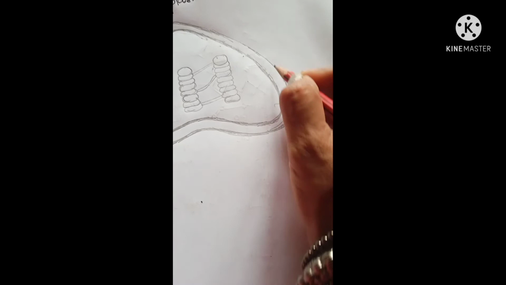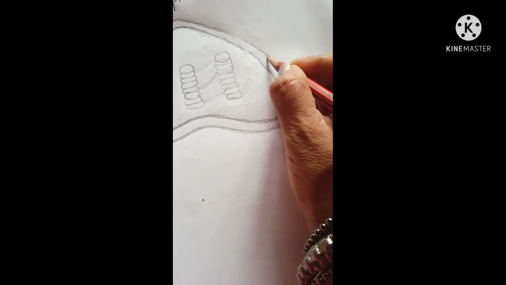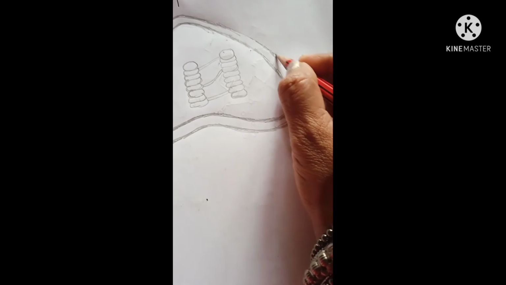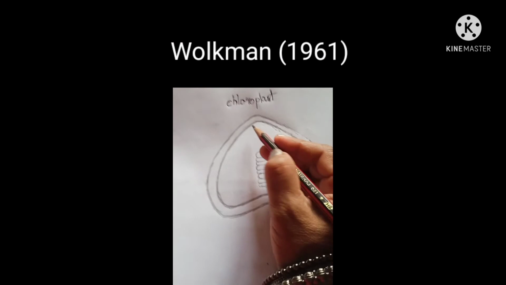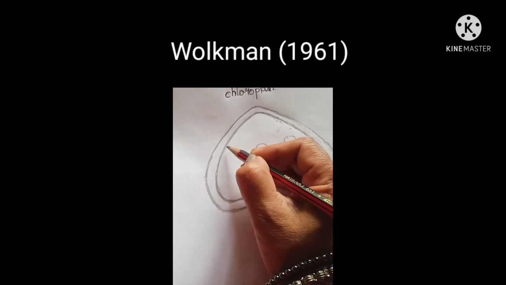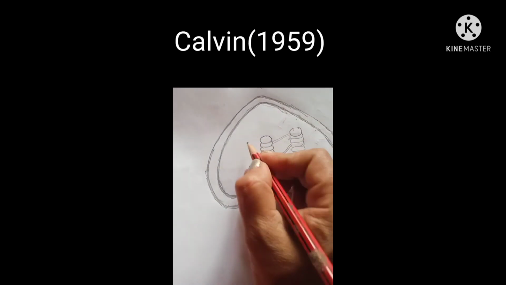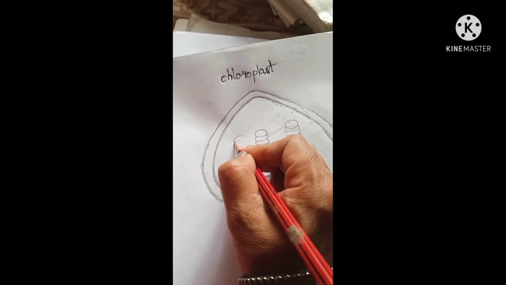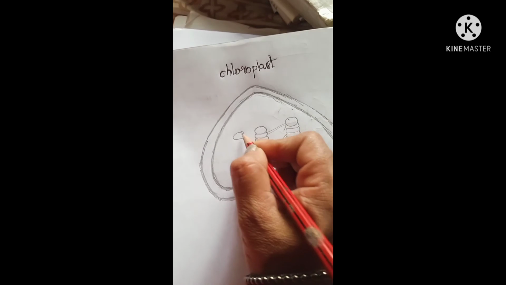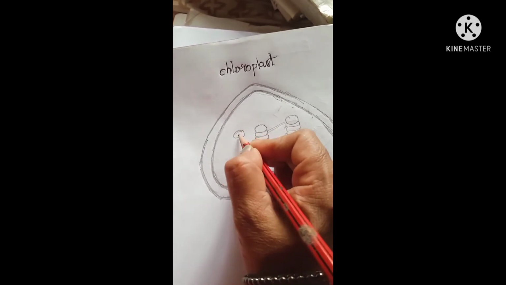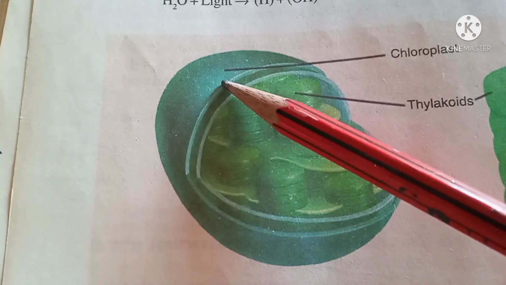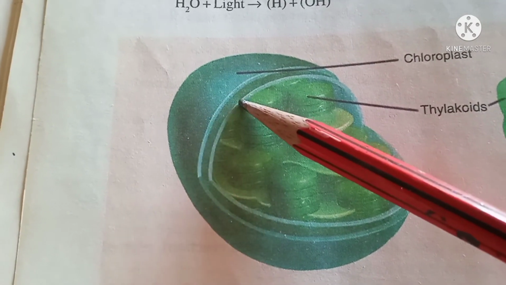If these concentrated areas are layered one on top of the other, the complete stack is known as a granum. According to Oltmanns in 1961 and Calvin in 1959, the chloroplast is a lamellar structure composed of lipids and aqueous protein layers. In higher plants, the number of chloroplasts varies from cell to cell. Each may have 25 to 250 chloroplasts.